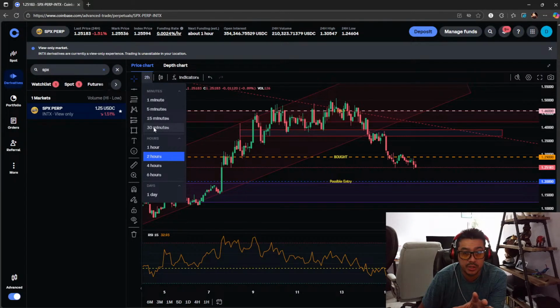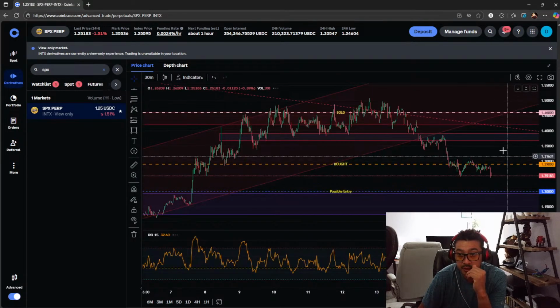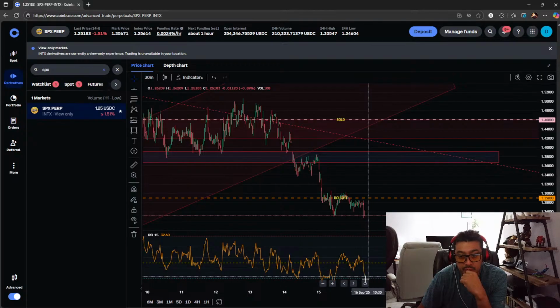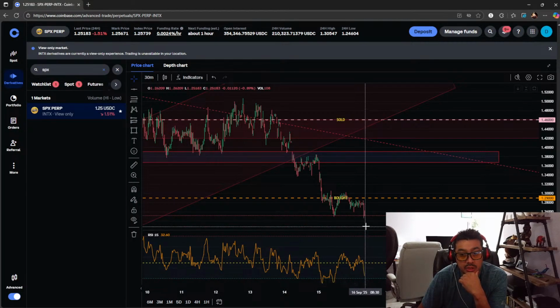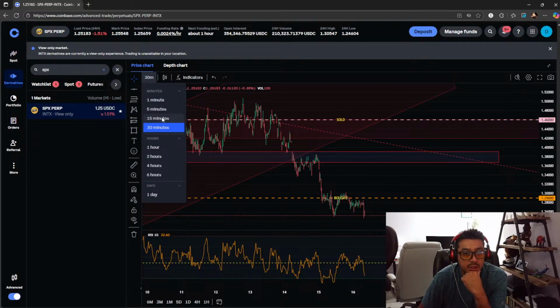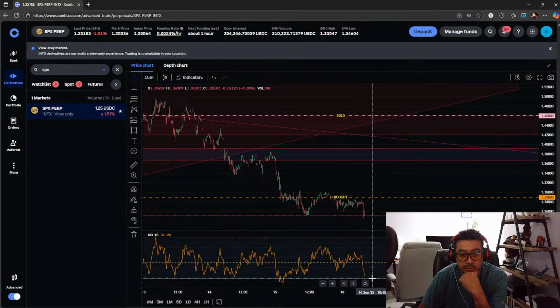Let's see, 2 hours. Let's go to 30 minutes and see what it's actually doing. So in our 30-minute chart, look at that. It's saying that's a buy. Let's go to our 15-minute chart. Boom. Look at that. Even better.